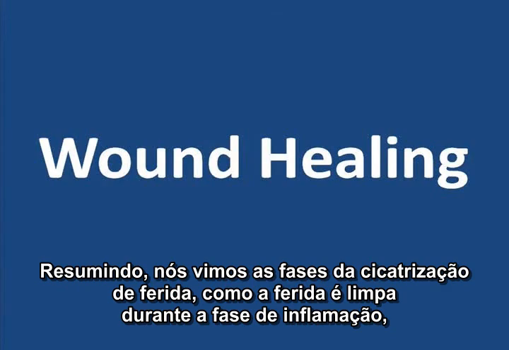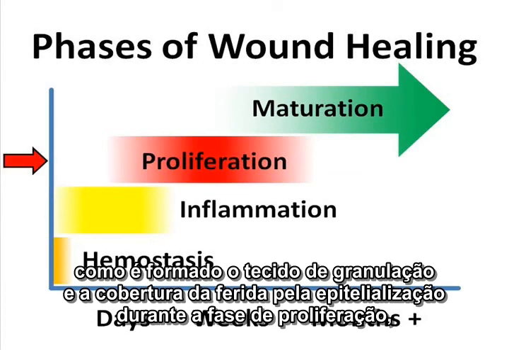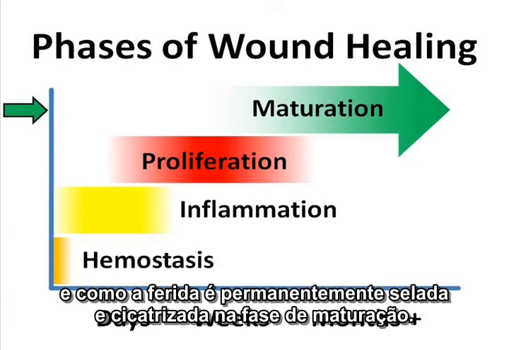To sum up then, we've examined the phases of wound healing and seen how the wound is cleaned during the inflammation phase, how the clot is replaced with granulation tissue and a new covering of epidermal cells during the proliferation phase, and how the wound is eventually closed and sealed with scar tissue by the end of the maturation phase.